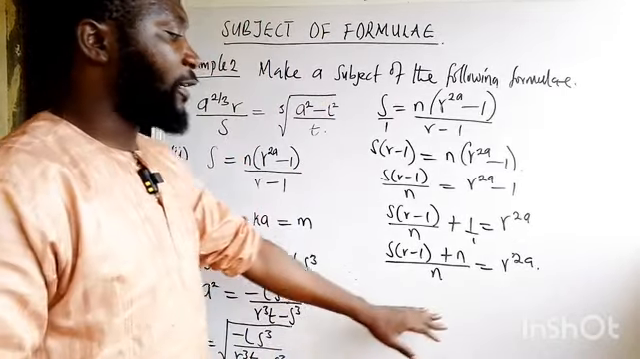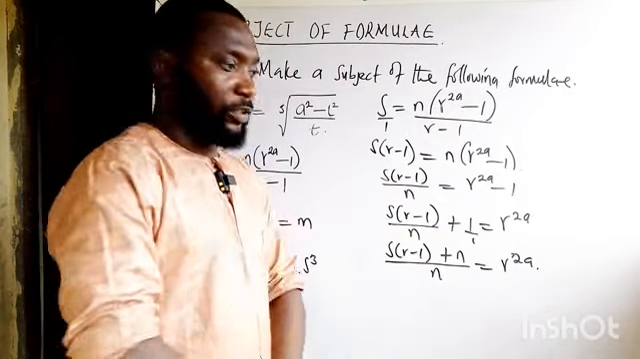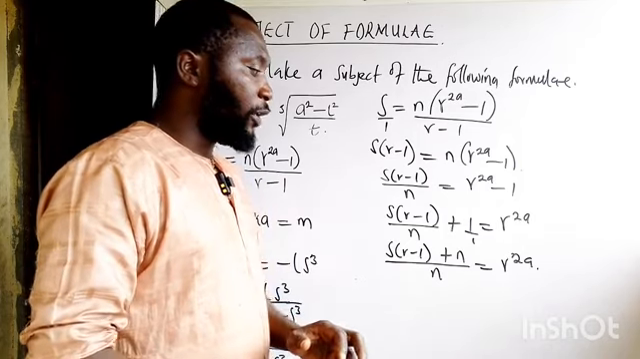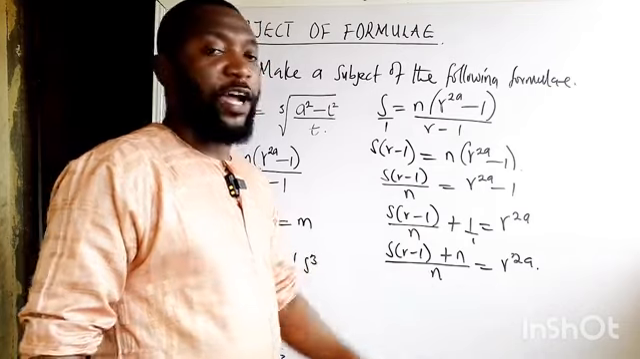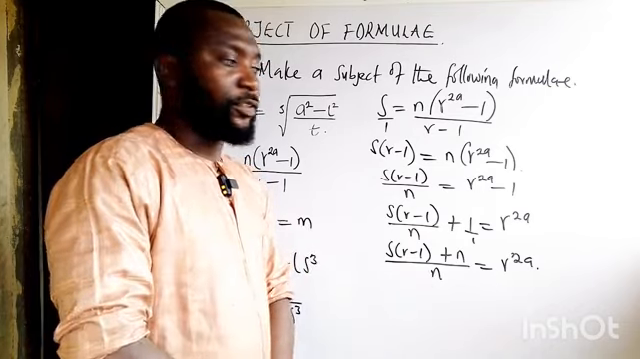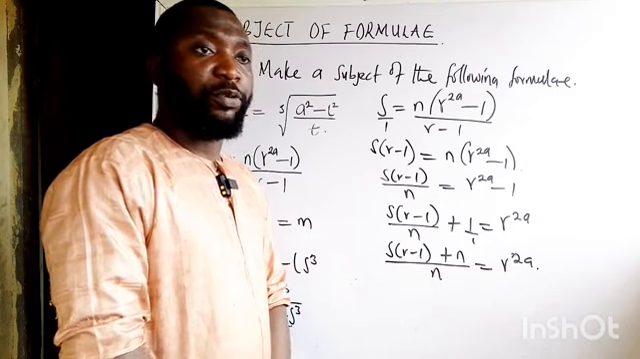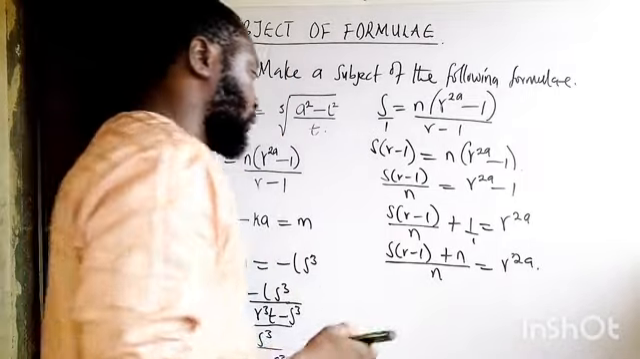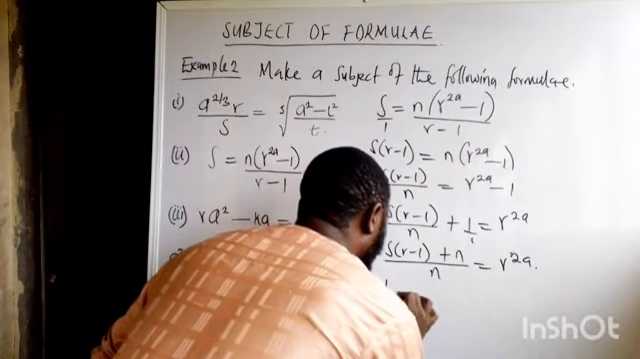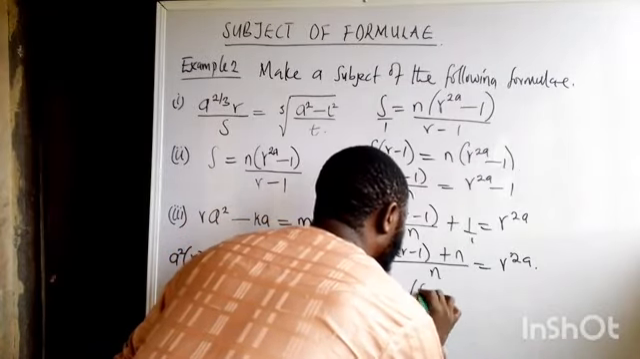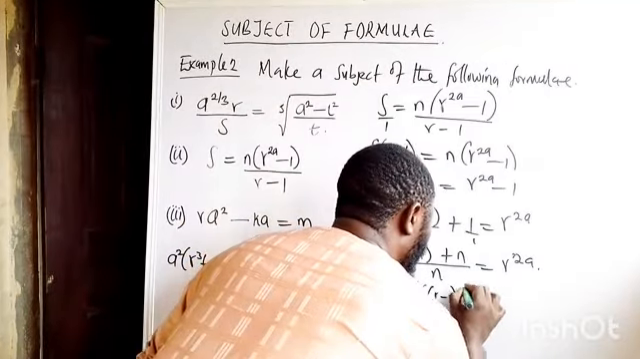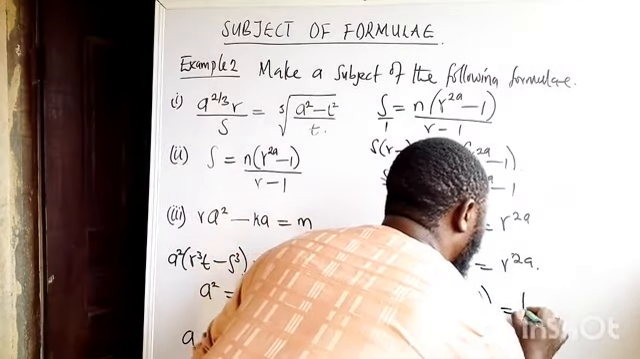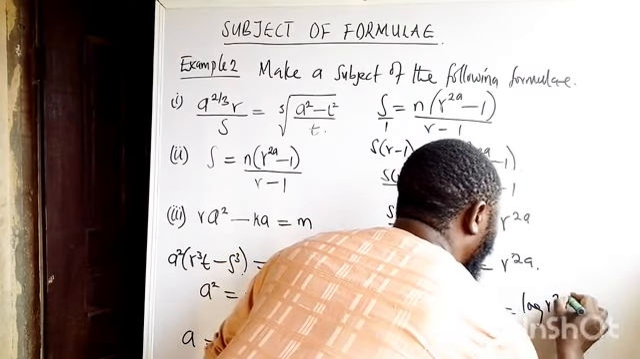Now when you have something like this, how do we make a the subject? Anytime the variable you want to make the subject is a power, what should come to your mind is to take the logarithms of both sides. So let's take the logarithms of both sides. We have log of s(r minus 1) plus n, divided by n, equals the logarithm of r to the power of 2a.